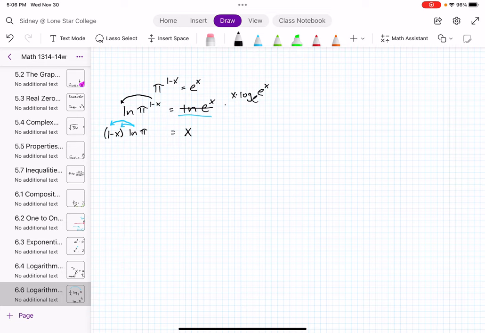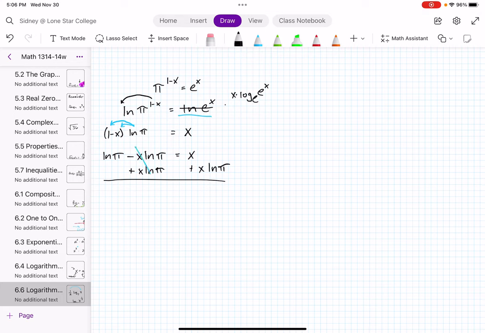And so I have the natural log of pi times 1 is the natural log of pi. And I have the natural log of pi times negative x is negative x times the natural log of pi. And all of that is still equal to that x on the right-hand side. Now I'm doing this because I want to get my x's together. So I'm going to add x times the natural log of pi to both sides. And in a second, you'll see that it actually cleans up kind of nicely.